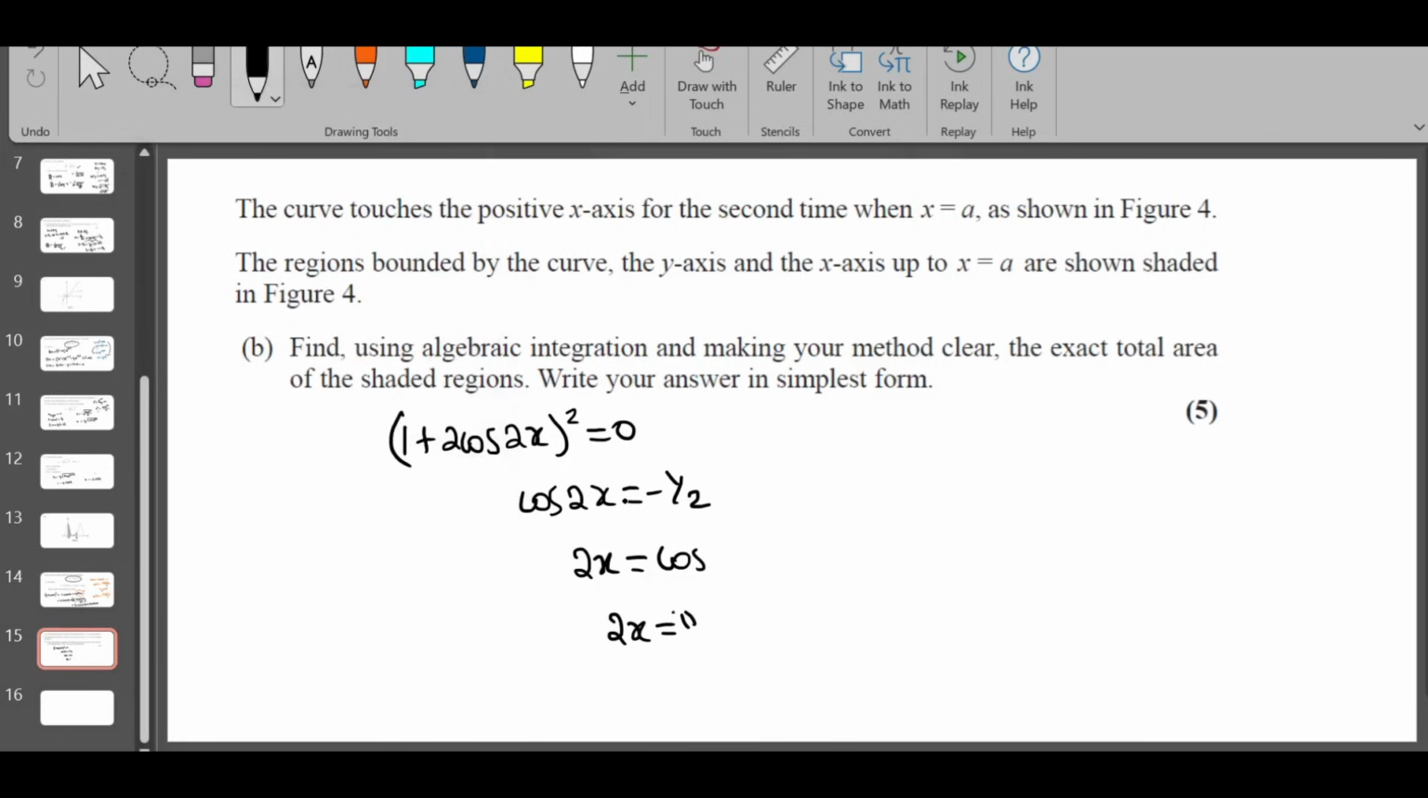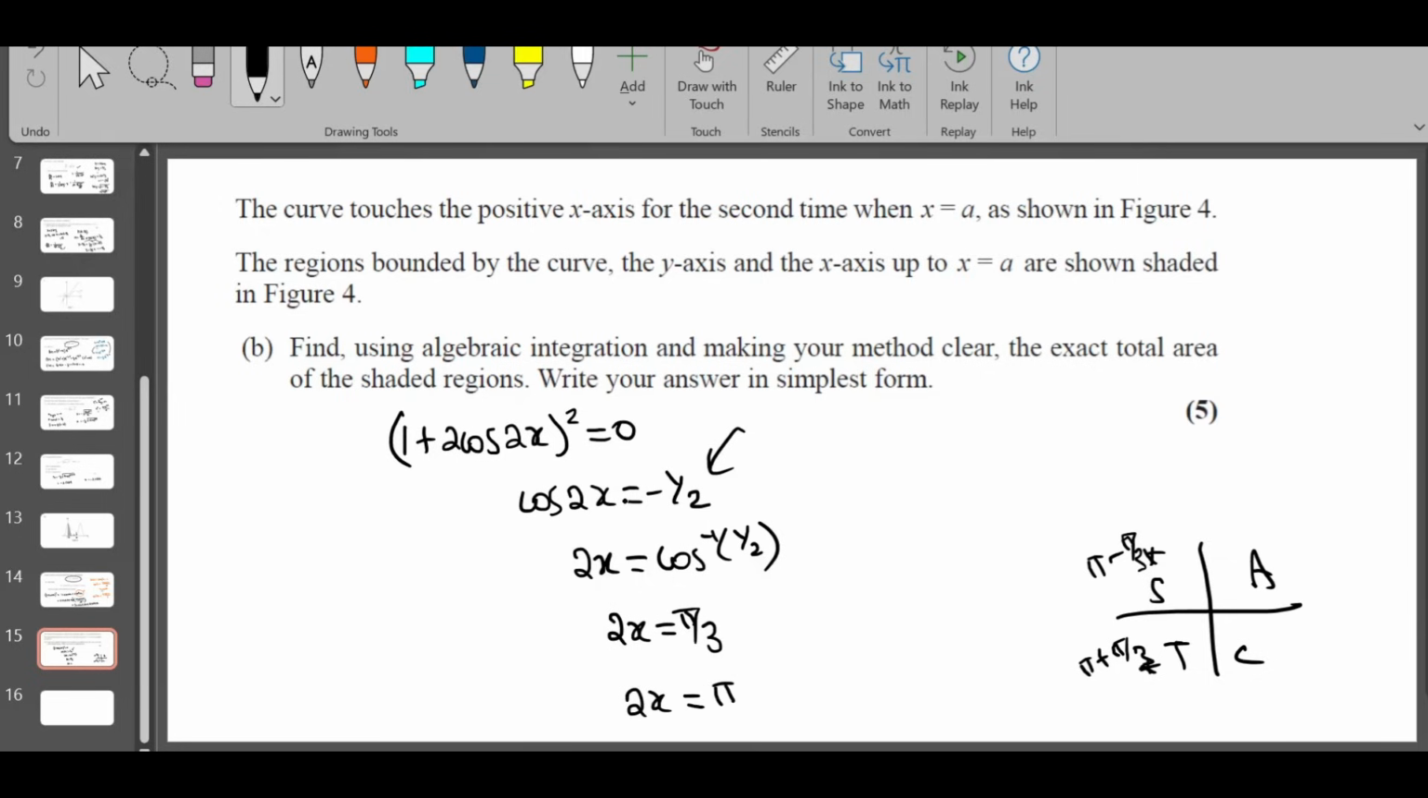2x is equal to pi over 3. Cos inverse of positive, that's a principal value. That's not the solution. And then you use a CAST diagram. Cos will be negative here and here. This is pi minus pi over 3, principal value. This is pi plus pi over 3. So you need to take the second solution. So 2x is equal to pi plus pi over 3, which is 4 pi over 3. Divide by 2, you will get x is equal to 2 pi over 3.